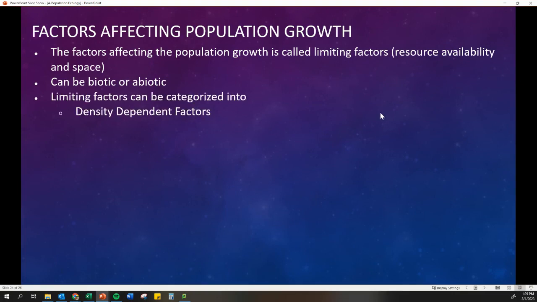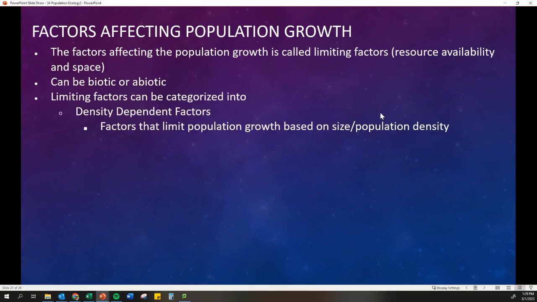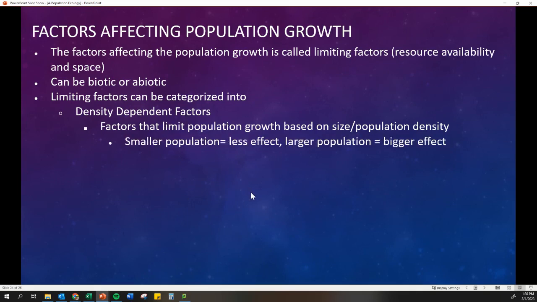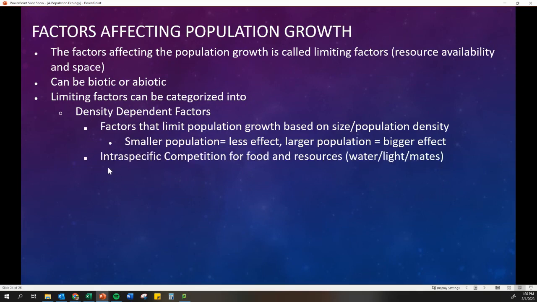We can characterize them into two groups: density dependent factors. These are factors that are dependent on the density. They limit population growth, and it's based on the size of the population. So if we have a larger population, a density dependent factor is going to affect that population more than if we have a smaller population. The size of the population affects how much it's being impacted by this factor. Smaller population, less effect; larger population, bigger effect.